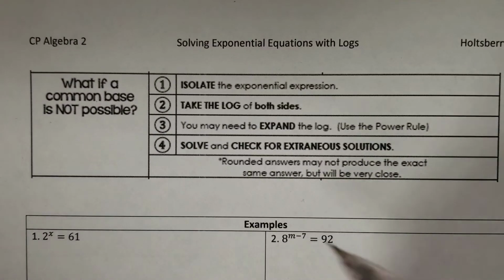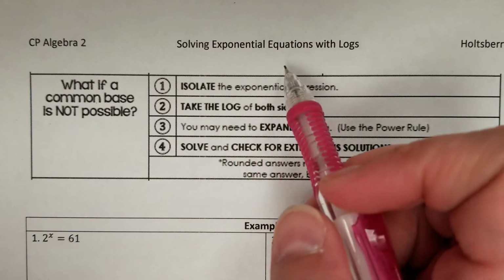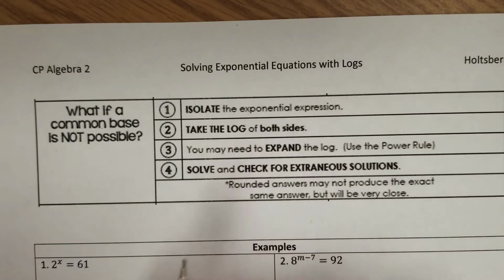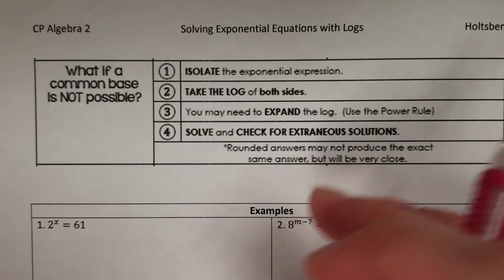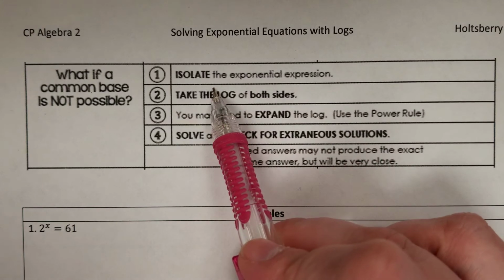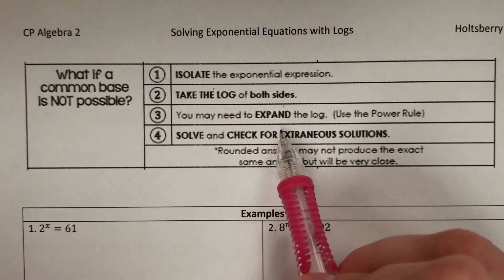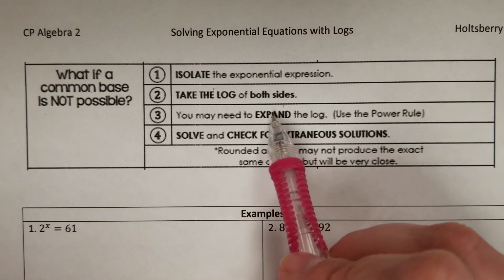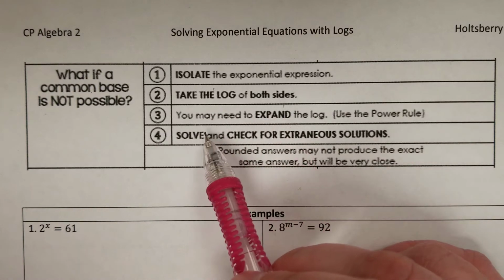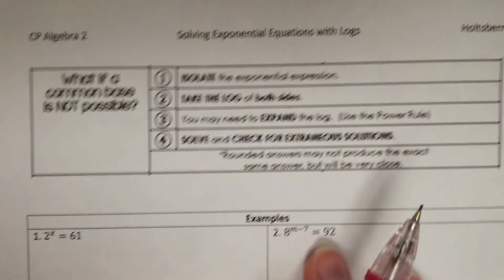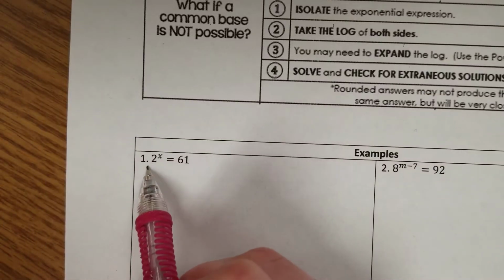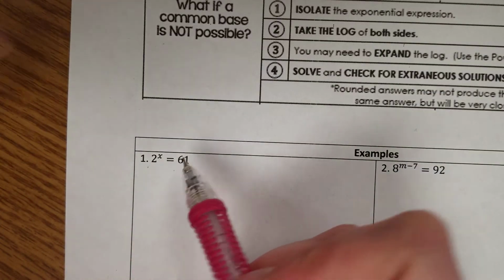All right, so the next thing we have are solving exponential equations with logarithms. So our steps are isolate the exponential equation or expression, take the log of both sides, and then depending on what it is, we may need to expand it a little bit, and then we're going to solve it. All right, so our first one, we have 2 to the x equals 61.